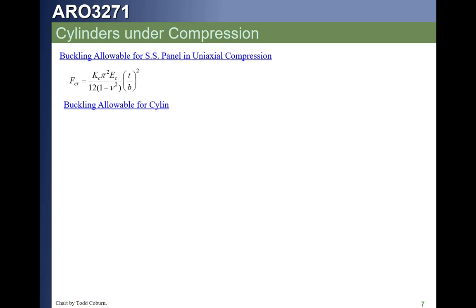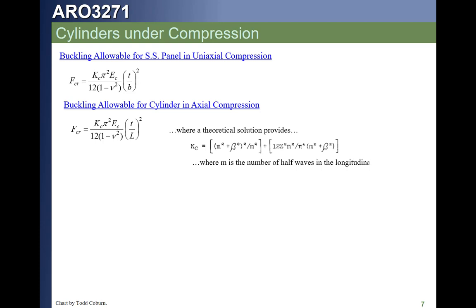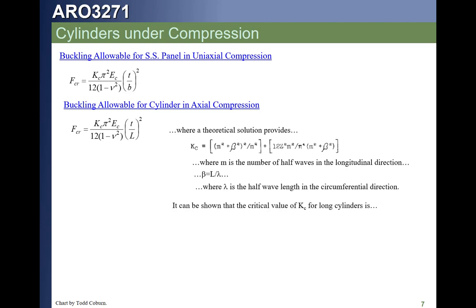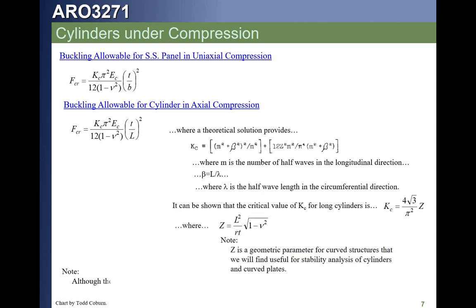A couple lectures ago, we investigated the buckling of flat panels, and we used this upper equation for that. If we want to evaluate the buckling of a cylinder, we're going to be using the equation shown here, which looks like it's the exact same form. The only difference is when we had a flat panel, our b dimension was either the short dimension or the loaded dimension. When we have a cylinder loaded in compression, that value is always going to be the length of the cylinder. We can see the rest of this equation looks the same.